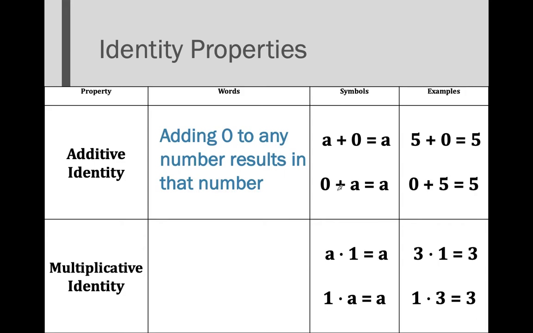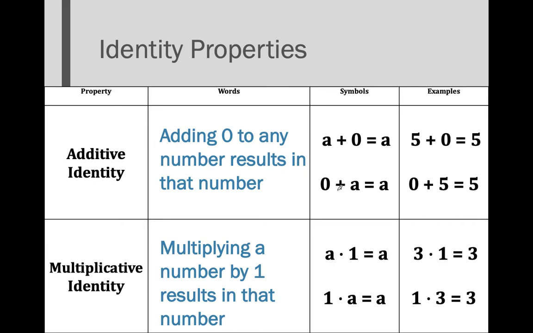The multiplicative identity is similar, but instead of adding 0, here we say that multiplying a number by 1 results in that same number. So for example, 3 times 1 equals 3. Okay, basically what I like to remember is these are the identity properties, and that means what do you add and what do you multiply to keep the number's identity the same. So add is 0, multiply, we multiply by 1 to keep the identity the same.